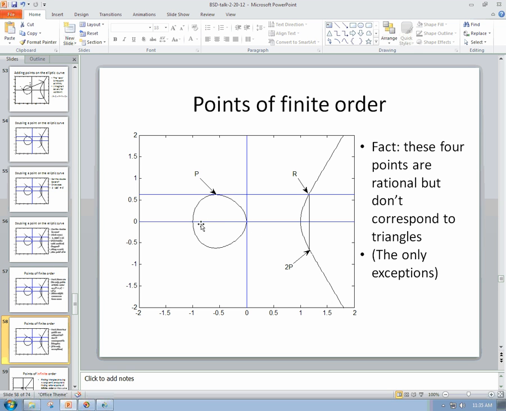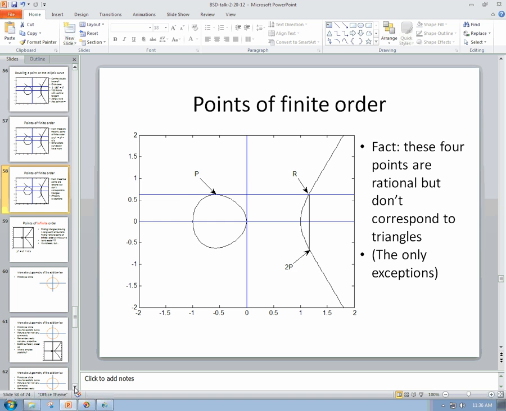We might have thought that, hey, these 3 points, they are interesting points on this elliptic curve. Maybe they always correspond to rational triangles, and we always have a positive solution to the congruent number problem. Every number is congruent. Well, no, because these guys have little y equals 0. These are the only 4 rational points that don't correspond to triangles. So that's interesting. The 4 points with finite order are exactly the 4 points that don't correspond to triangles.